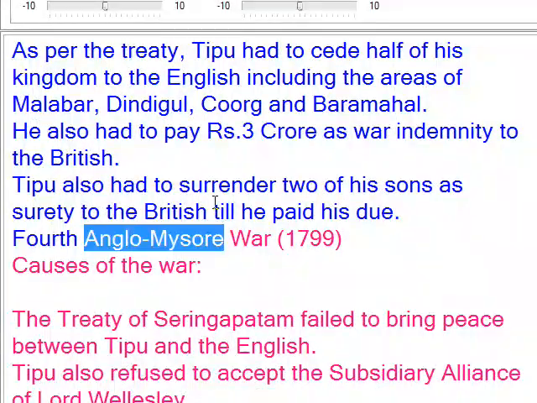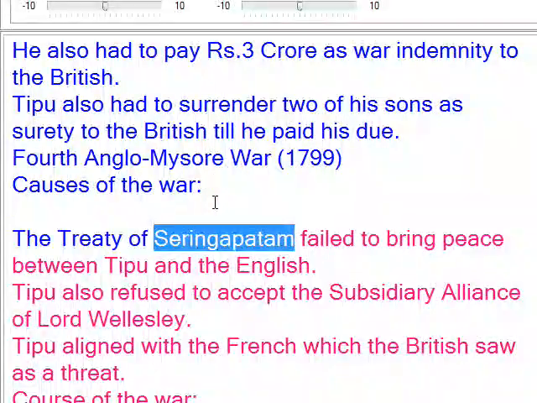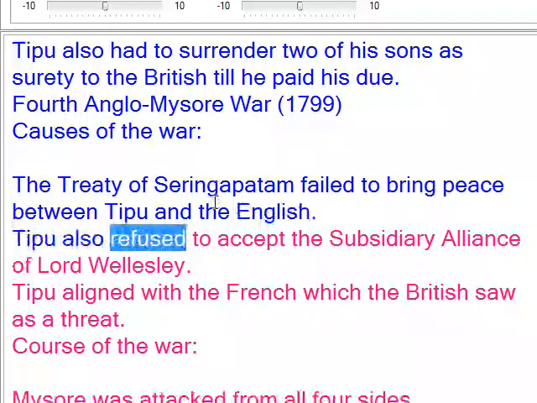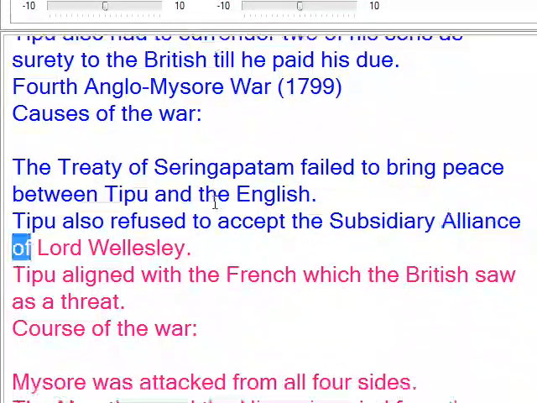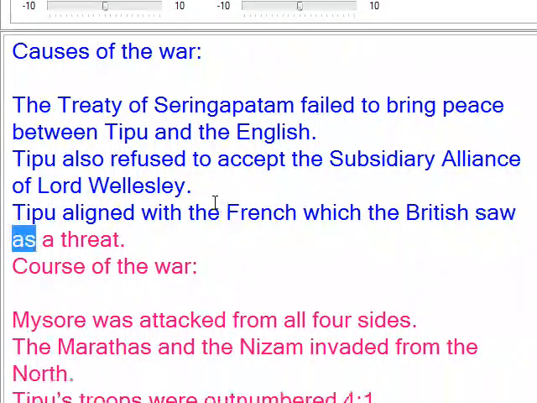Fourth Anglo-Mysore War, 1799. Causes of the war: the Treaty of Srirangapatna failed to bring peace between Tipu and the English. Tipu also refused to accept the subsidiary alliance of Lord Wellesley. Tipu aligned with the French, which the British saw as a threat.